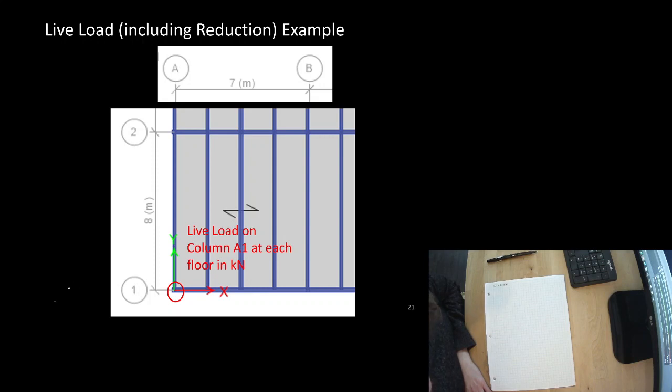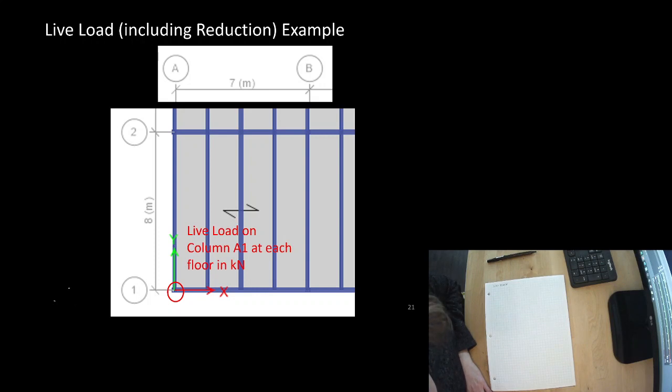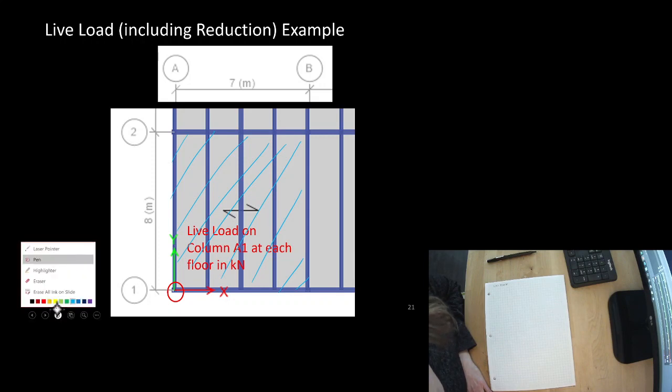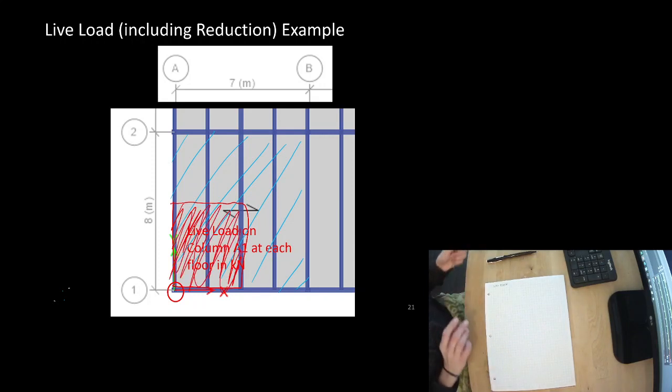So if this is our entire zone that we're talking about, the column we are concerned about is picking up that portion of tributary area. And intuitively you understand this when you see a table. So that's all we're doing here.